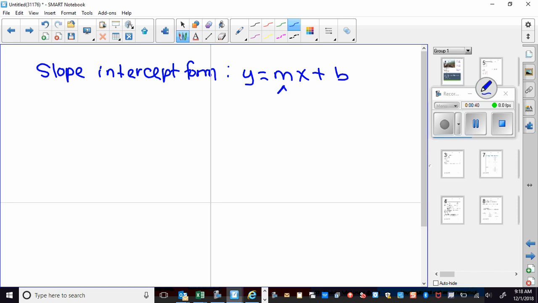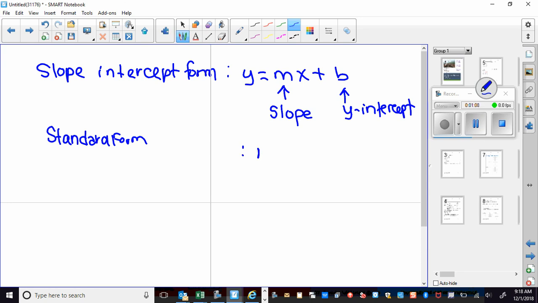Algebraically, we should be able to identify the slope of a line and the y-intercept of a linear equation. The only thing we typically don't stress is the standard form of the linear equation, which is ax plus by equals c.